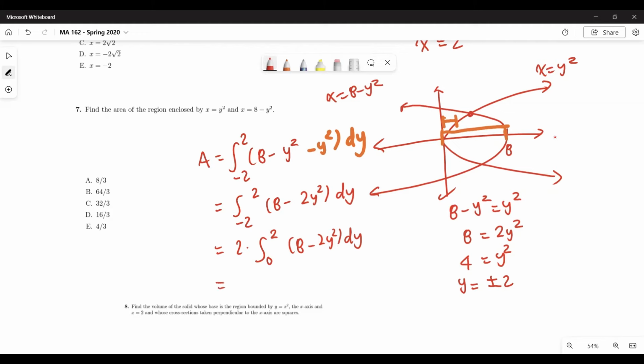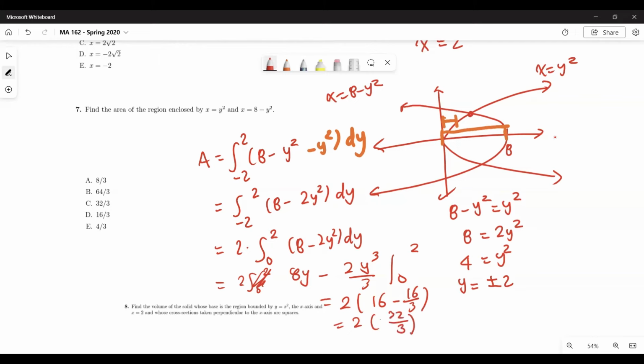So this becomes 2 times the integral from 0 to 2, giving 8y minus 2y cubed over 3, integrating from 0 to 2. Plug in the values: 2 times 16 minus 16 over 3. If you plug in zero, that just becomes zero. So this becomes 2 times 48 minus 16 over 3, which is 32 over 3. So 2 times 32 over 3 becomes 64 over 3. So the answer is B.